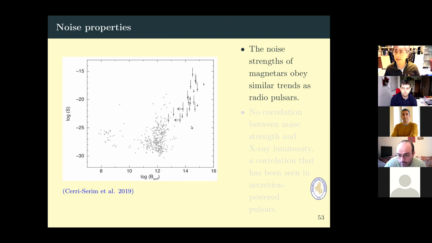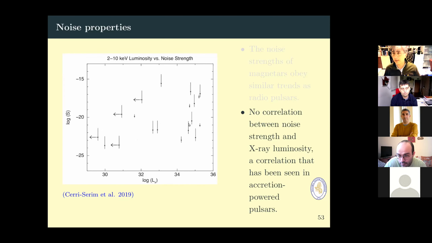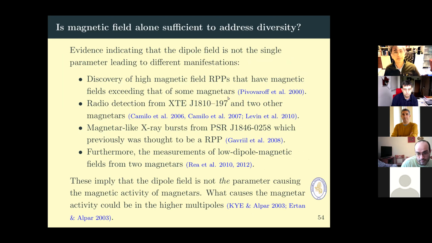On the other hand, if the magnetars are accreting from fallback disks, you would expect that the noise strength would be proportional to the X-ray luminosity, which is not observed, as you see here. So no correlation between noise strength and the X-ray luminosity weakens the fallback disk model, accretion from fallback disks in the case of anomalous X-ray pulsars and soft gamma ray repeaters.